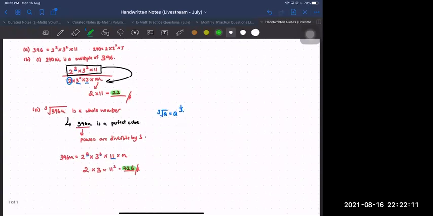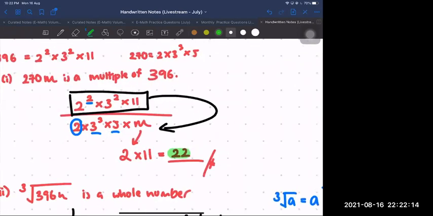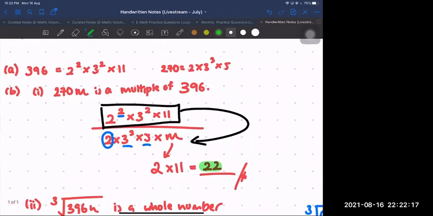Okay, what's the reason why you ignore 5 and include 11? Because your objective is to make sure you can find this black color box inside the denominator. So you must be able to find 2 squared, 3 squared, and 11 inside the 2 times 3 cubed times 5 times m. That's your objective. Since there is a 5 that is not inside the black color box, you can ignore the 5. But there's an 11 there, so you need to put the 11 into the denominator. That's the reason why it must be included.